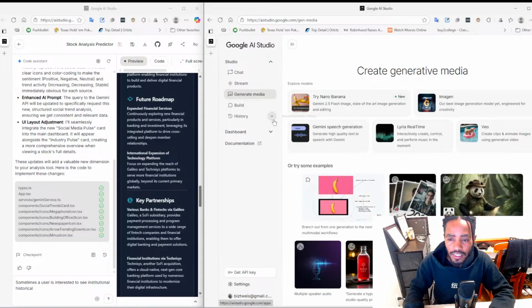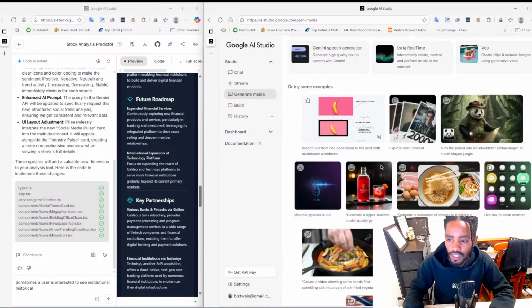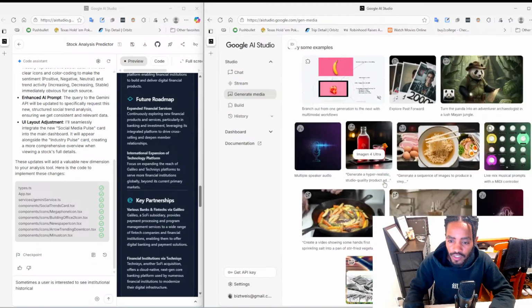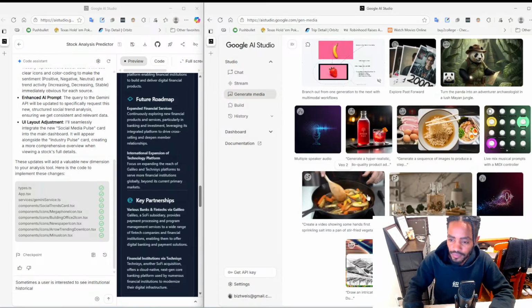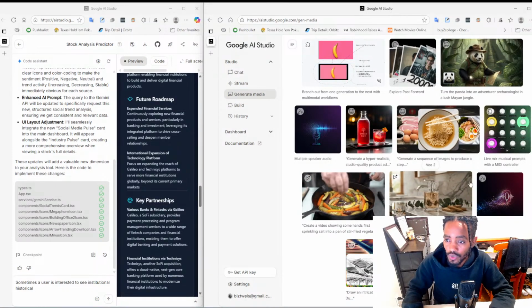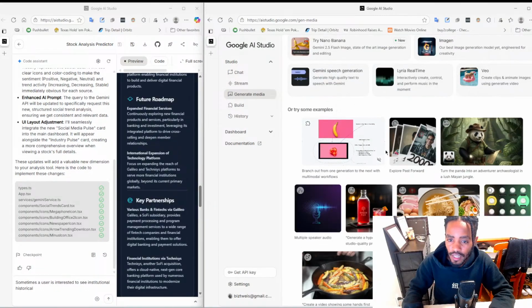Generate media is cool, and it's one of the features I'm gonna use while I'm creating my site. But as you can see, there are so many different capabilities. Branch out from one generation to the next with multi-model workflow. You also have explore, fast forward, turn the panda into adventure. So you've got all these different features.